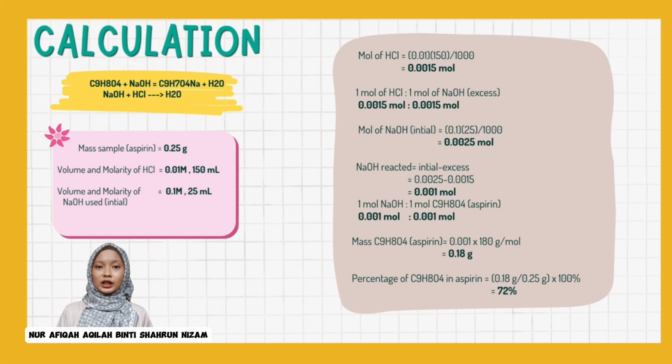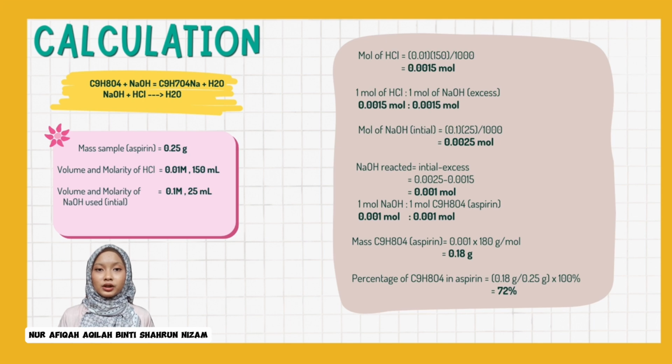The back titration equation for aspirin involves C9H8O4 plus NaOH resulting in C9H7O4Na plus H2O, and NaOH plus HCl resulting in NaCl plus H2O. The mass of the sample is 0.25 gram, and the volume and molarity of HCl are 0.1 N and 150 ml. The initial volume and molarity of NaOH are 0.1 and 25 ml.